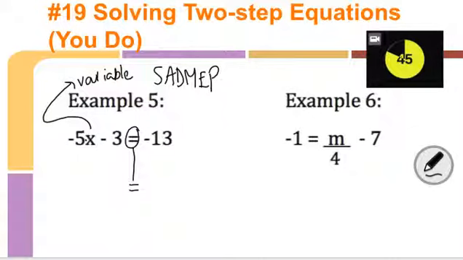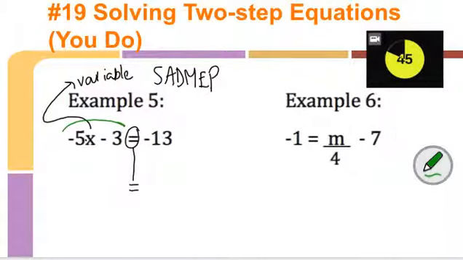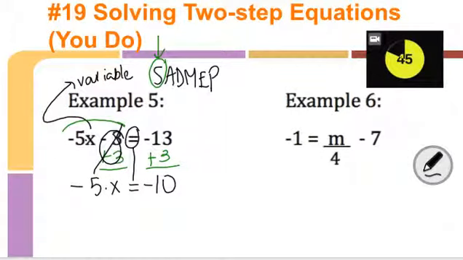I'm going to start going through SADMAT. Okay, so on the side of the variable, negative 5 multiplied by x, subtract 3. I ask myself, do I see subtraction? Immediately, yes. So I'm going to add whatever is being subtracted, which is the 3. I've created an imbalance, so I need to add 3 on the other side of the equation. So now I've got negative 5 multiplied by x, because this makes a 0 pair, equals negative 10.